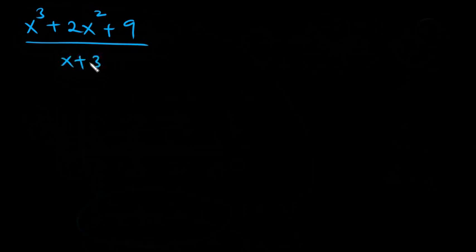So let's have a polynomial x cubed plus 2x squared plus 9, and then we divide it by x plus 3. Like we said, we need to write the coefficients of the polynomial. I'm going to write it that way, and start with the coefficient of the highest power, that is x to power 3. The coefficient is 1, and for x squared the coefficient is 2.